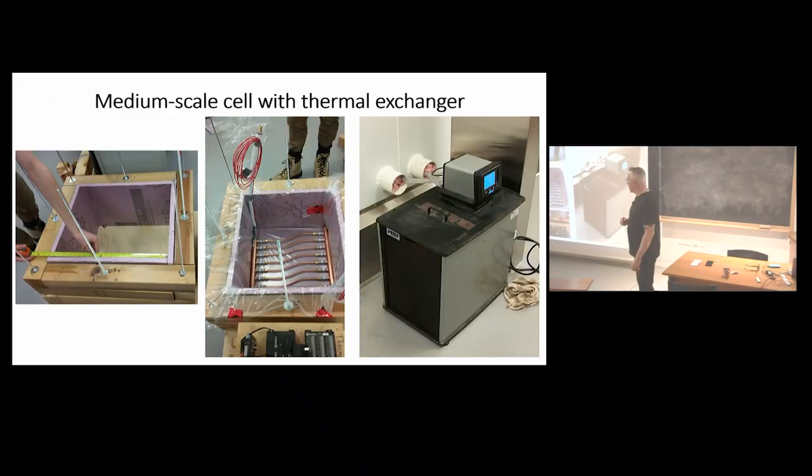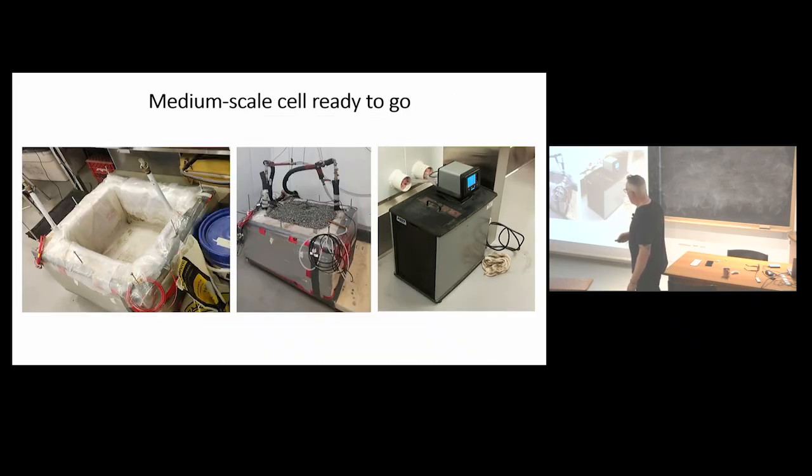Here, this is the medium scale cell with thermal exchanger, so it's a wooden box. We have copper here that is linked to the thermal bath. We circulate a cooling fluid. We have water input from the top, or from the bottom, excuse me, and then we run some different tests.